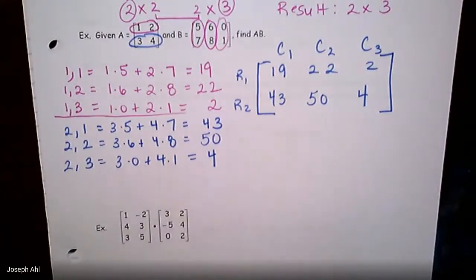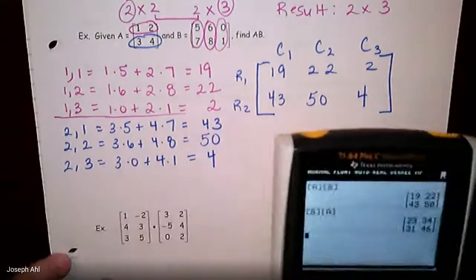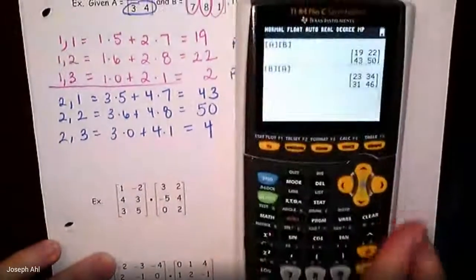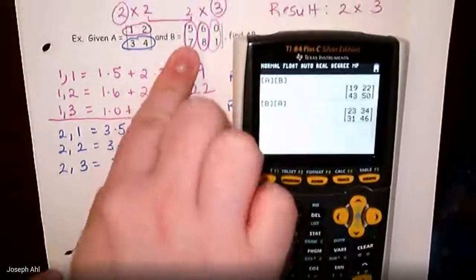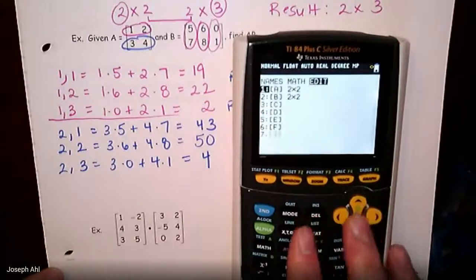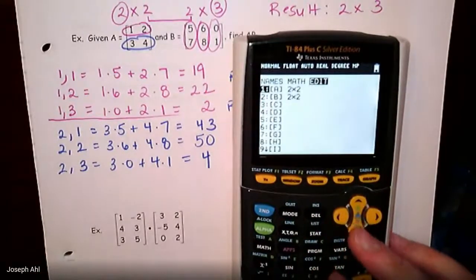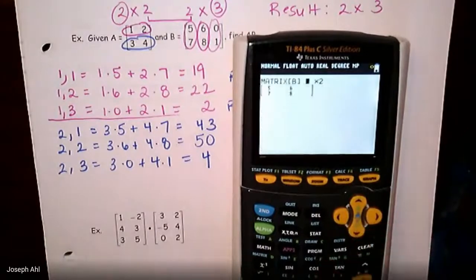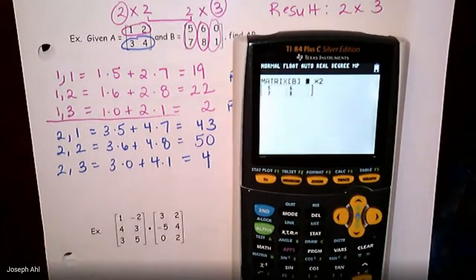Okay. When you go to re-edit a matrix, by the way, just as a quick note here, if you want to edit matrix B, you're going to go to second matrix, go over to edit. And then what I like to do, even though there's other ways around this, is I like to just go down to matrix B and then type over what's already in there. So we have a 2 by 3 for matrix B.